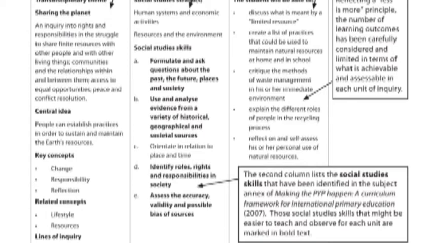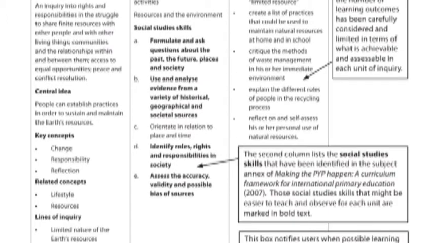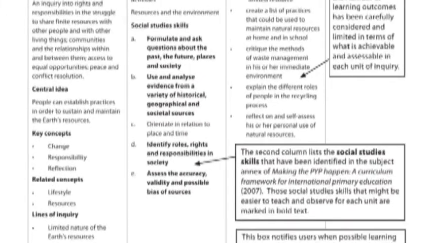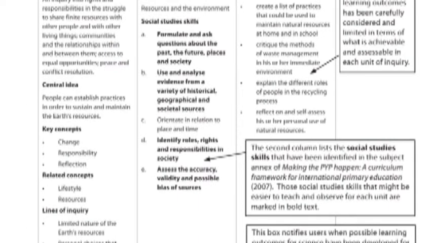The second column lists the social studies strands applicable to this unit of inquiry. Full social studies strand descriptions are found in the introduction to the scope and sequence document. The possible learning outcomes in column 3 have been developed to reflect the knowledge, concepts and skills from columns 1 and 2 as well as being developmentally appropriate for the intended age group.